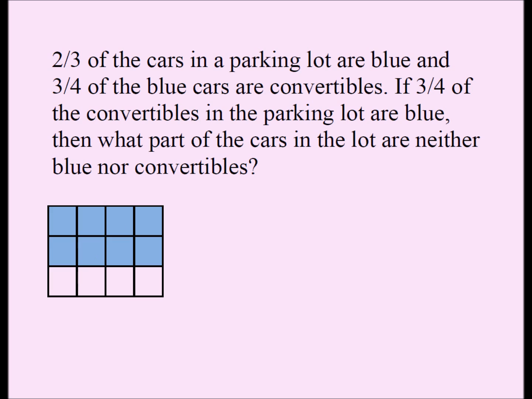Now, let's read the next sentence. 3/4 of the blue cars are convertibles. We are only looking at the blue cars now. And 3/4 of these cars are convertibles. That would be 1/4, 2/4, 3/4. I'm not looking at the entire parking lot. I'm only looking at the blue cars.